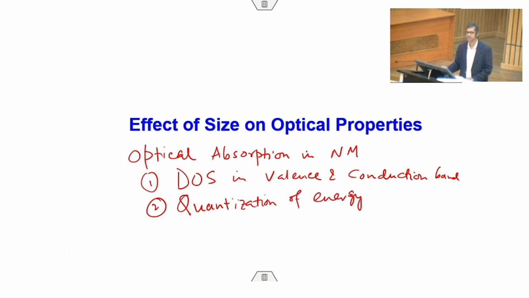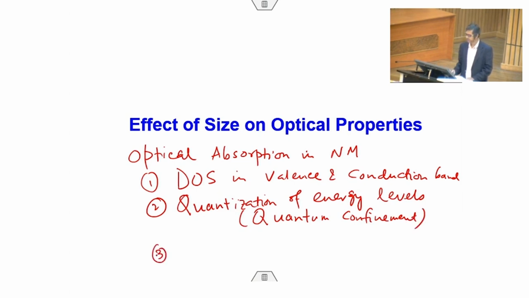In a nutshell, this tells you the quantum confinement, energy levels. Or I write down quantum confinement, right. And the third aspect is what? The third aspect is a new thing. It is the exciton effect, which is new, which I have not discussed so far. And this mostly happens in the case of semiconductors.